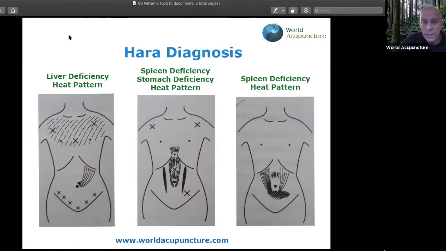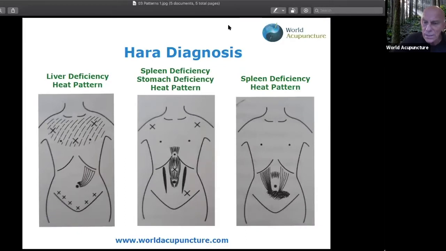Then adjacent to that, we have the spleen deficiency, stomach deficiency, heat pattern. Without going into the pattern in depth, again, we're looking at the discomfort up here. It's basically the lung 1, lung 2 area. That means there's a bit of heat that has moved into the lung or the lung meridian as a result of this pattern.